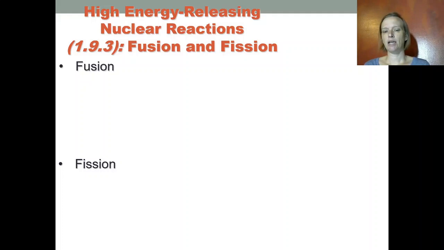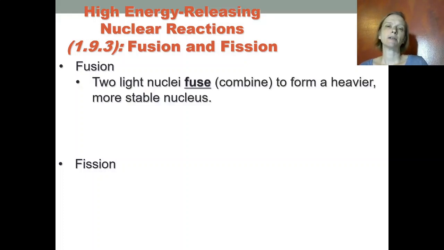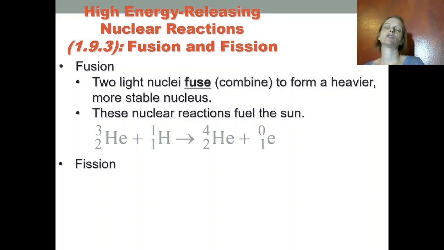There are two more kinds of nuclear reaction categories that you need to know about, and those are fusion and fission. Fusion happens when two light nuclei fuse or combine to form a heavier, more stable nucleus. And these are the nuclear reactions that are occurring in the sun and other stars. This is what fuels the sun. So we have helium undergoing a nuclear reaction with hydrogen to form a heavier version of helium and releasing a beta particle. This is extremely high energy. Obviously, this is what's powering the sun. This is why the sun gives off light and has been for billions of years and will continue to do so for billions of years.